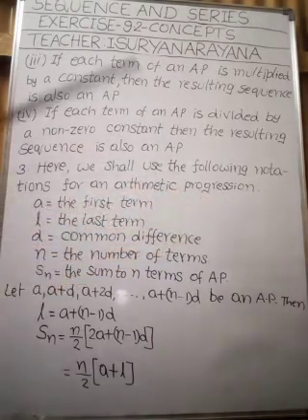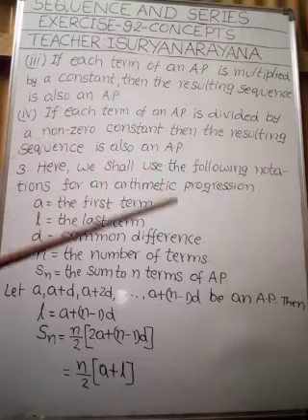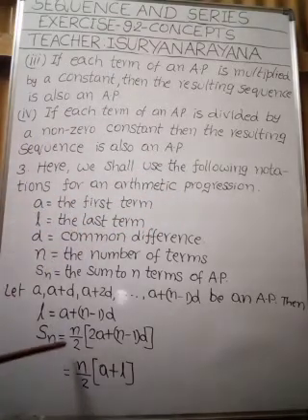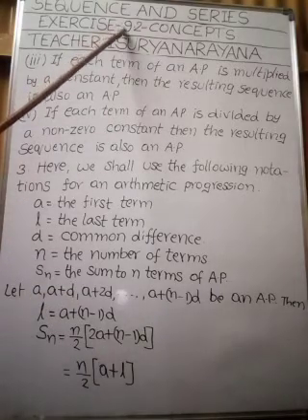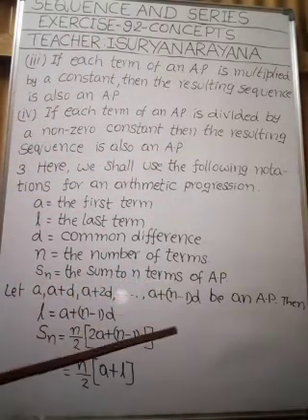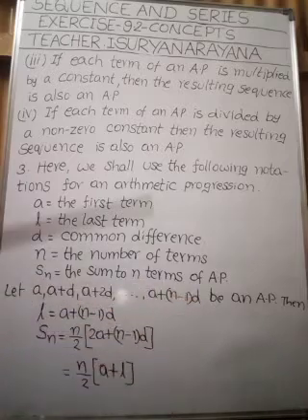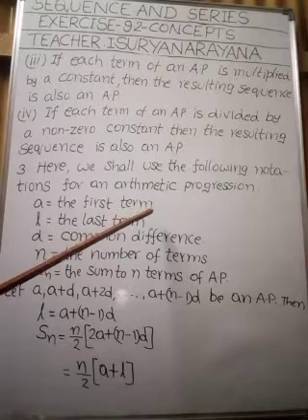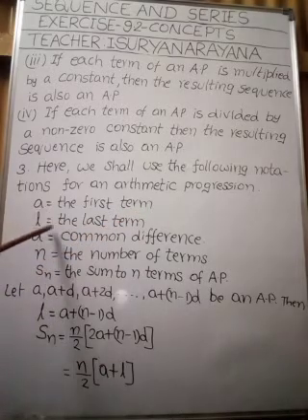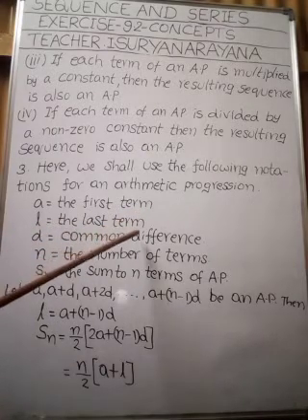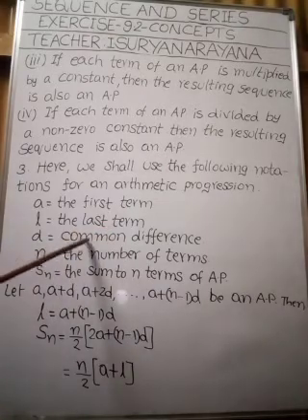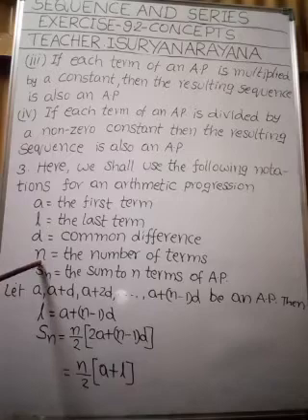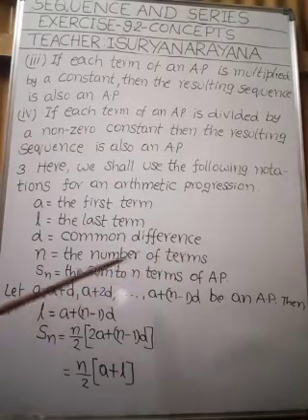For the upcoming exercise, that is, in the 9.2 exercise, we use these notations. The entire exercise is based on arithmetic progressions. Here A denotes the first term of the arithmetic progression, L the last term, D denotes the common difference, and N denotes the number of terms.